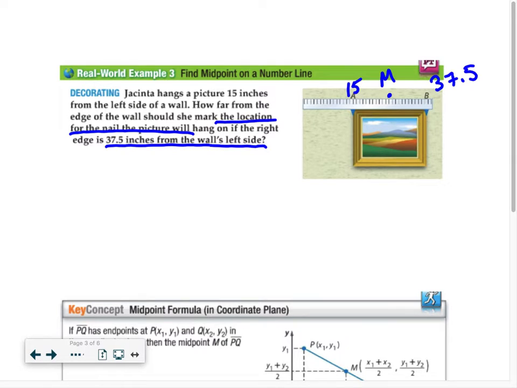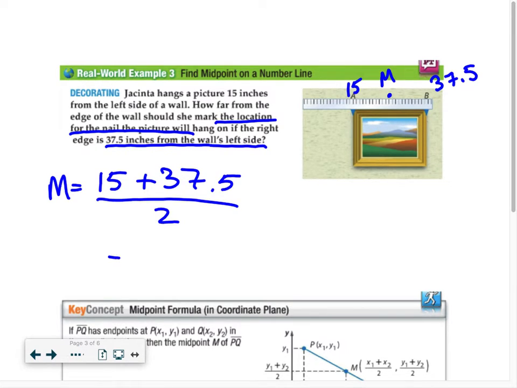The ruler acts as our number line here, so the midpoint where the nail should go is you add the x coordinates together and divide by 2. So that is 26.25 inches is where she should mark to place the nail. Alright?